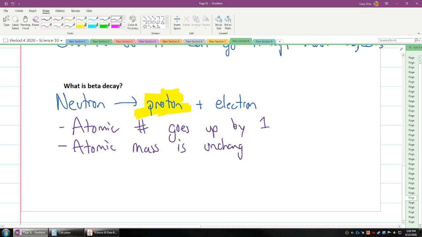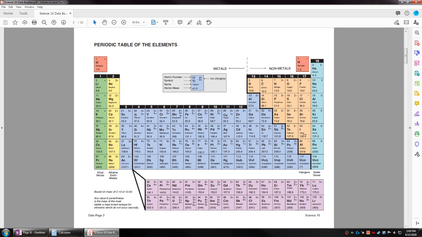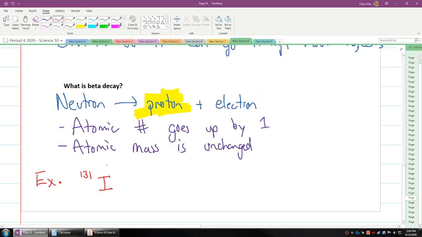So let's show this with an example. Our example is iodine 131. Iodine 131 is radioactive. It is right here. It has an atomic number of 53 in this case. So what's going to happen? Well, if it undergoes beta decay, it's going to spit out a beta particle.